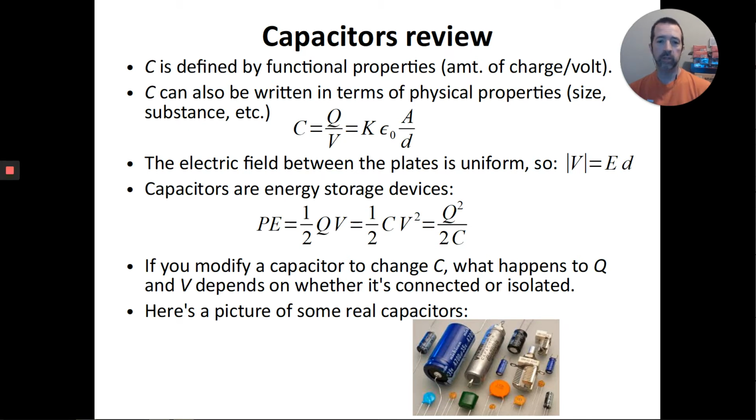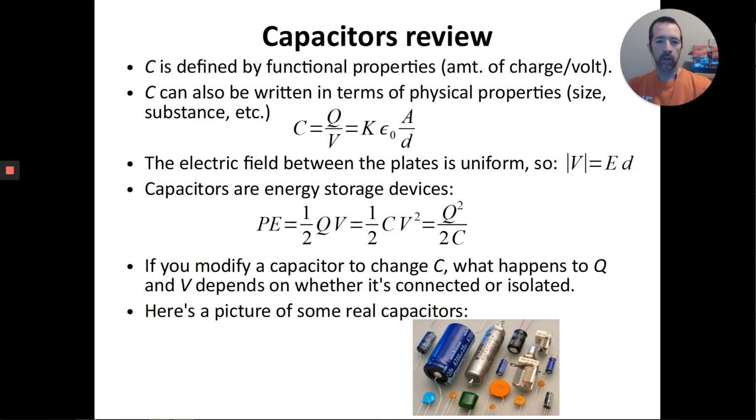This is the summary slide from last week, so I'm going to go very quickly through what this says. The main property for a capacitor is called capacitance, just like for a resistor, it was resistance. The definition of capacitance is Q over V. So this is like a functional definition about how the device operates. It tells you how much charge is needed to get a certain amount of volts across the device.